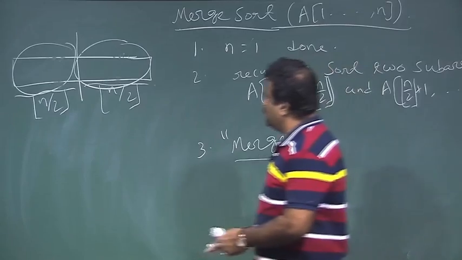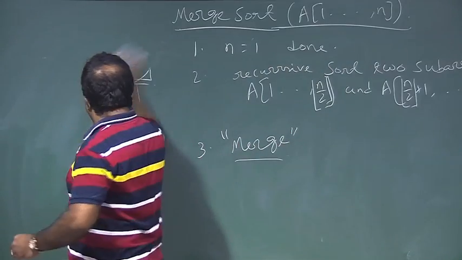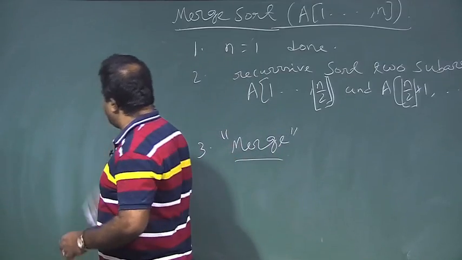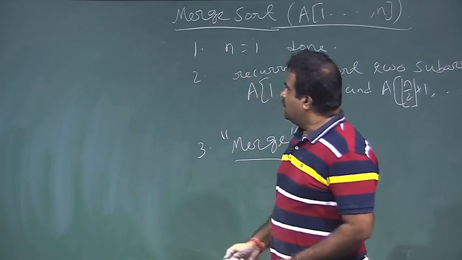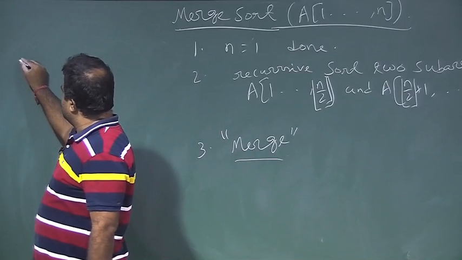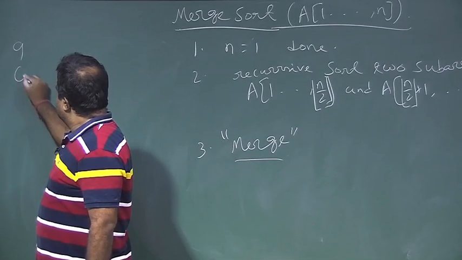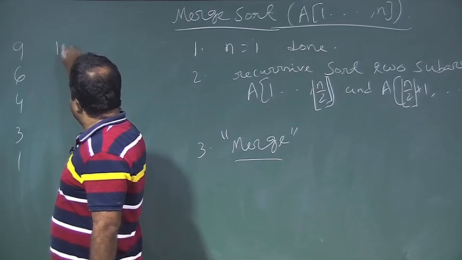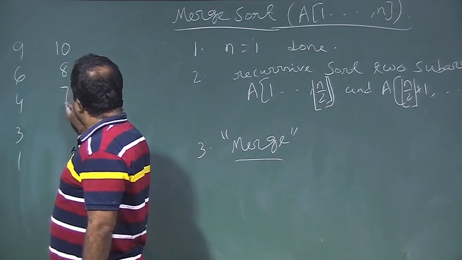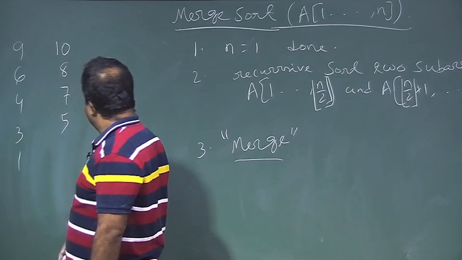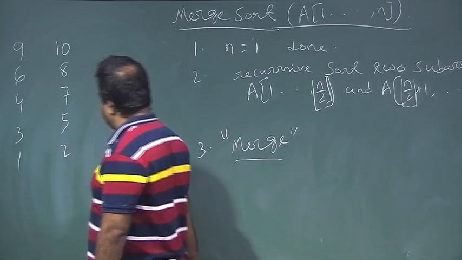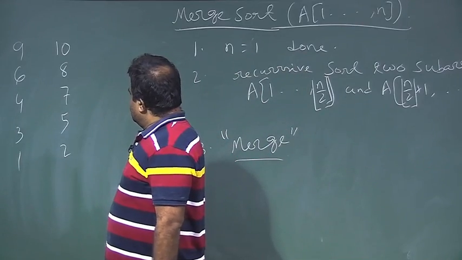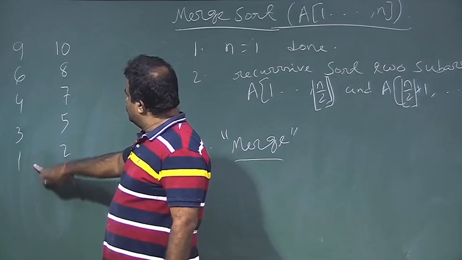What is the merge subroutine? What is it taking and what is it doing? It is taking two sorted subarrays and giving the whole sorted array. For example, suppose we have two sorted arrays, say 1, 3, 4, 6, 9, and another, say 2, 5, 7, 8, 10, and they may not be of equal size. This is a sorted array, and this is a sorted subarray.